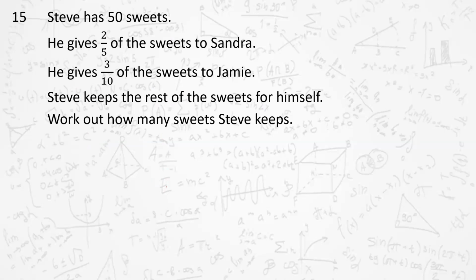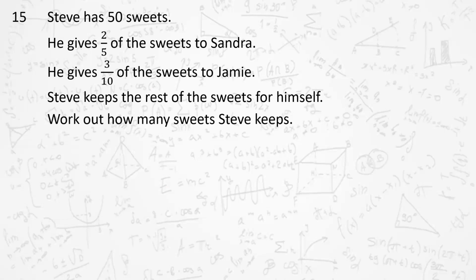Last question, 15. Steve has 50 sweets. He gives 2/5 of the sweets to Sandra. He gives 3/10 of the sweets to Jamie. Steve keeps the rest of the sweets for himself. Work out how many sweets Steve keeps.